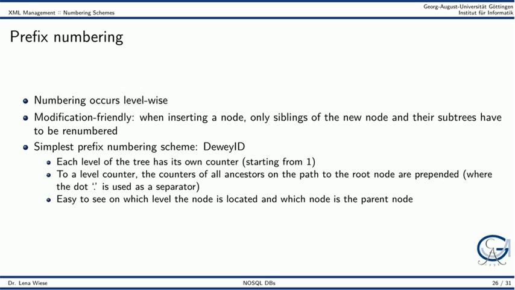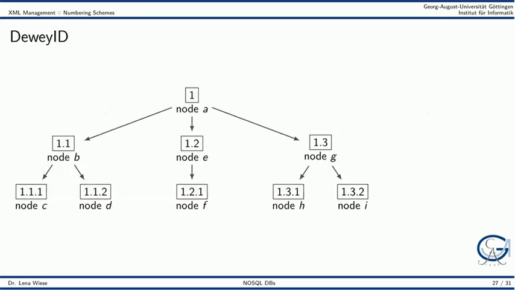Each level in the tree has its own counter. As the final ID, we concatenate all counters of the path of all ancestors to the root node and separate them by a dot. It is now easy to see on which level the node is located and which node is the parent node in the tree.